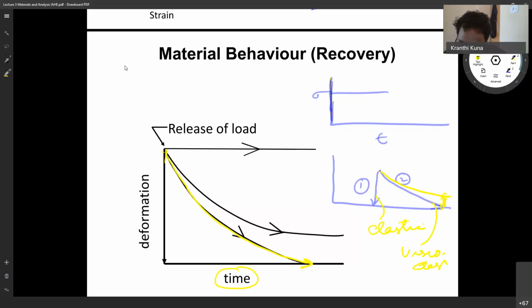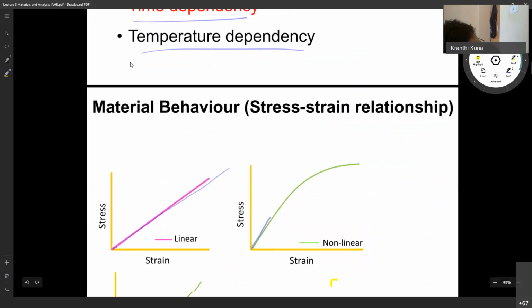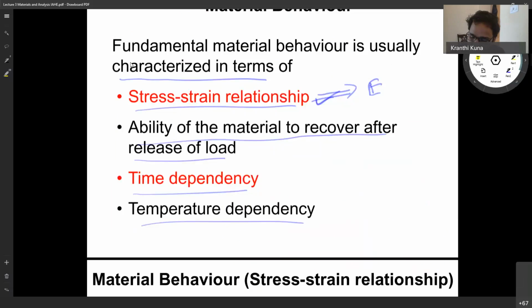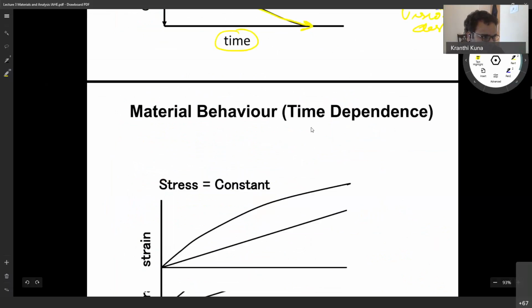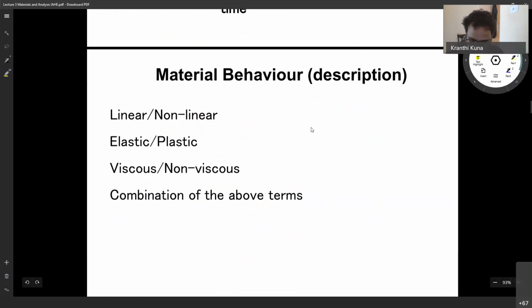Granular materials also have some permanent deformation, although they behave elastically. So essentially what I'm saying is they have different types of behaviors. You understood what is elastic, linear and non-linear: with an increase or decrease in the stress, the modulus should remain the same.